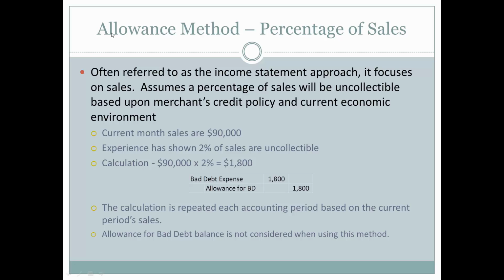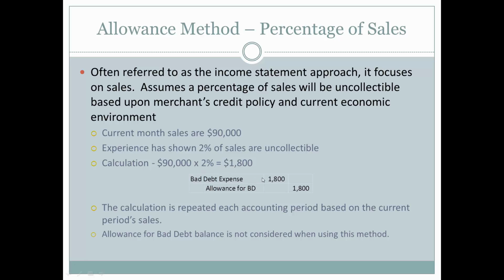So let's look at the percentage of sales method, often referred to as the income statement approach. It focuses on sales. It assumes a percentage of sales will not be collectible based upon the merchant's credit policy and current economic environment. So our current month sales are $90,000. Experience has shown that 2% of the sales will be uncollectible. Our calculation would be $90,000 multiplied by 2%, or $1,800.